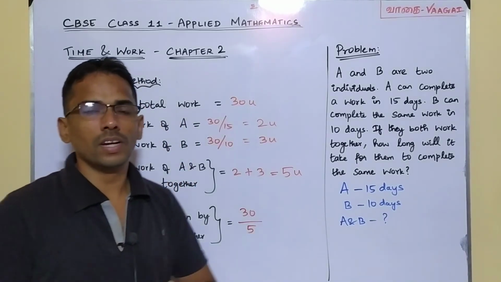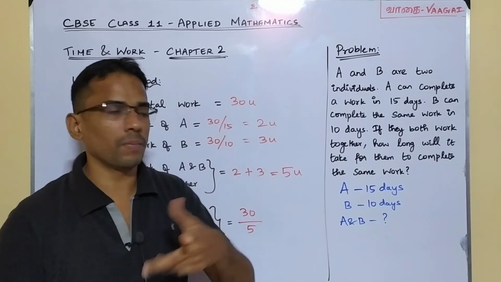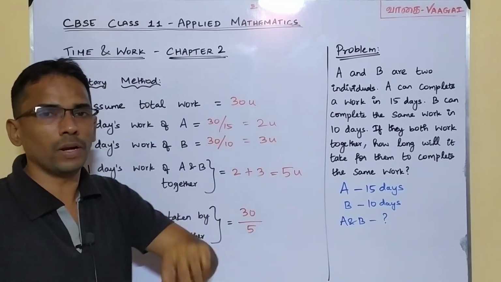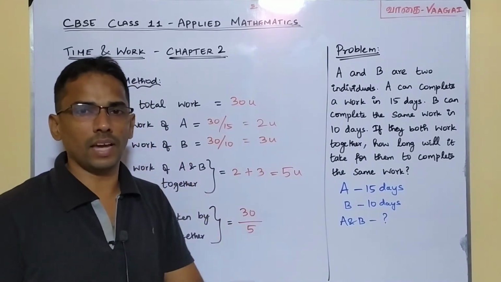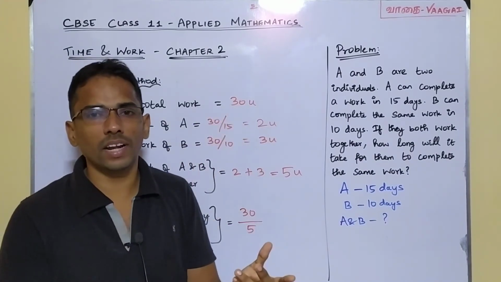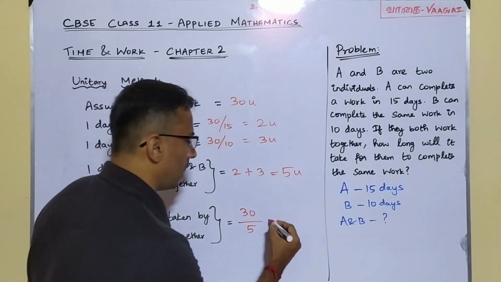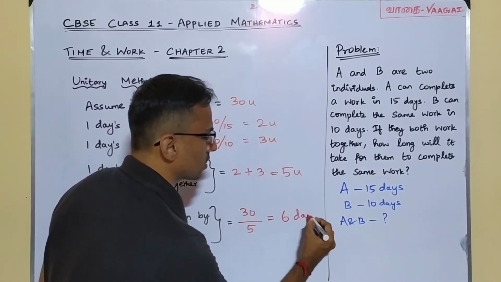Why am I dividing? It's simple for us to understand. In 1 day, A and B together can do 5 units. Then in order to complete these 30 units, how many days will they take? I have to divide. 30 by 5 I am dividing, and my answer will be 6 days.